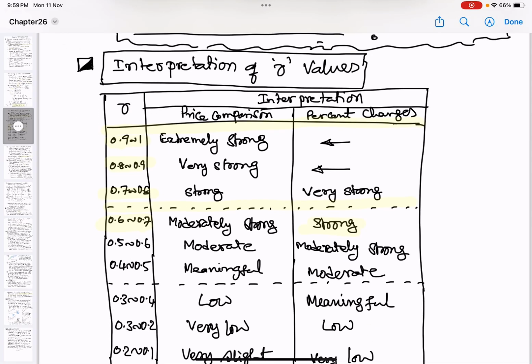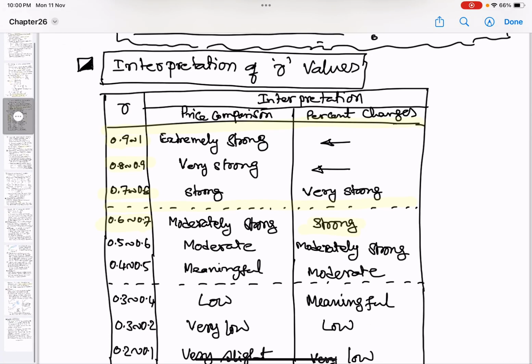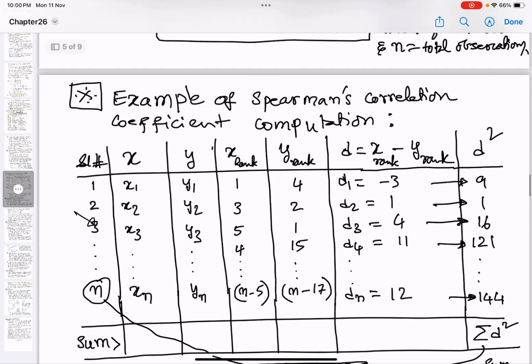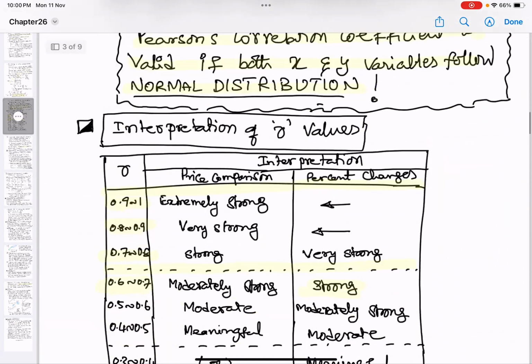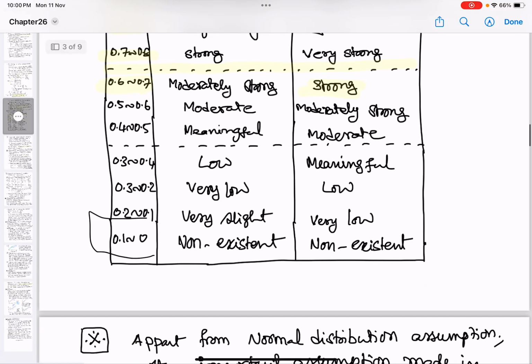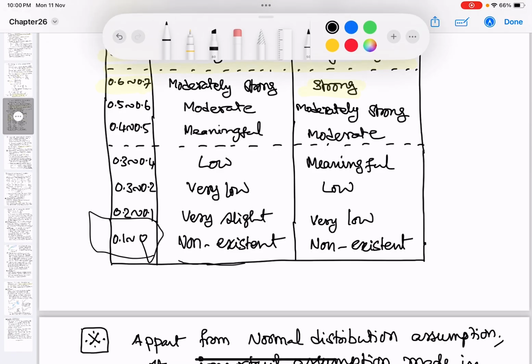So how do you basically interpret the R values? If the value of R is from 0.9 to 1, then there is an extremely strong relationship. If it's from 0.8 to 0.9, it's very strong. 0.7 to 0.8, it's strong. 0.6 to 0.7 is moderately strong, moderately meaningful, and 0 to 0.1 means that it is non-existent.